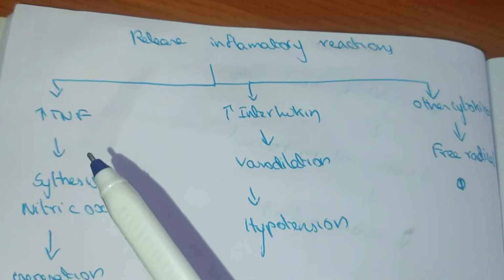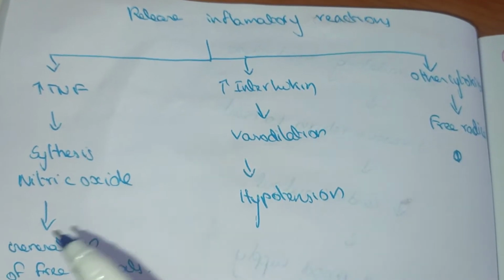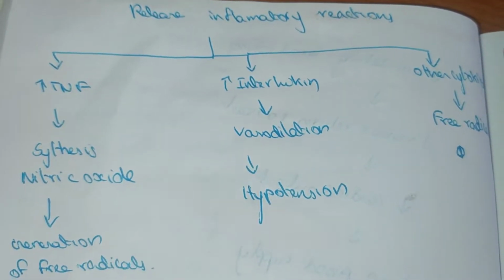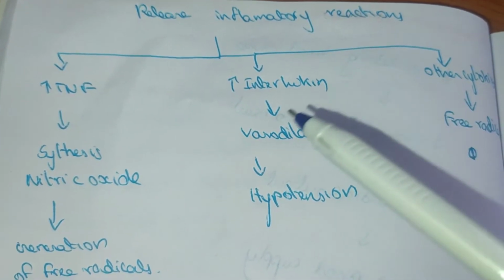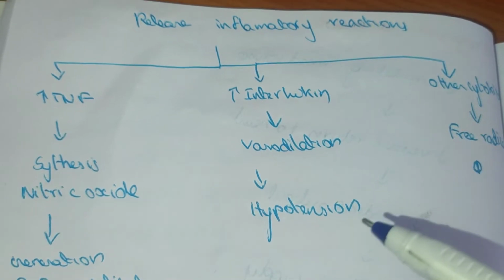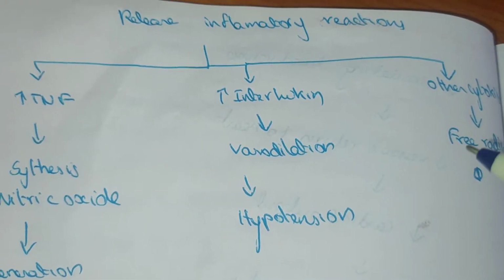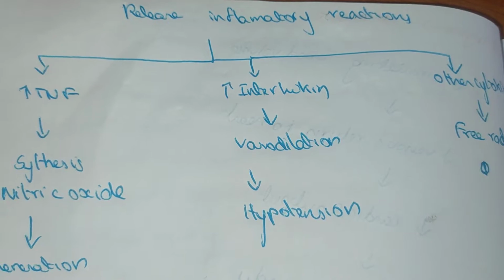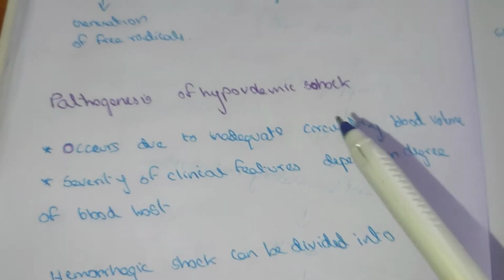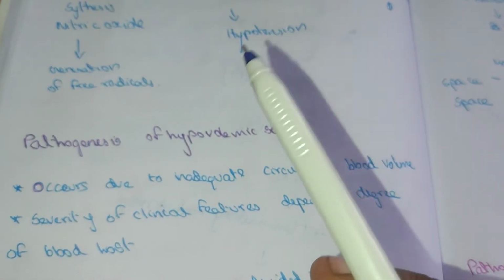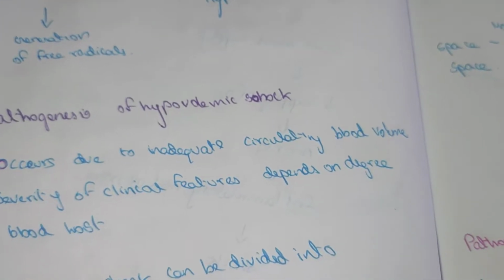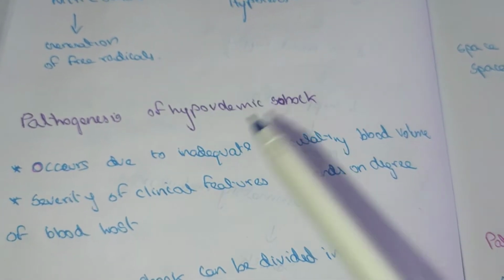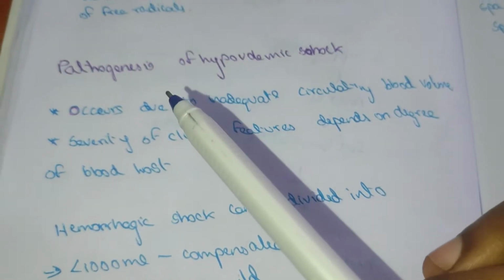The increase in tumor necrosis factor causes synthesis of nitric oxide, and there is more generation of free radicals. An increase in interleukin causes vasodilation, which leads to hypotension. When other cytokines are released, many more free radicals are released. This flow chart is most important. It is a common chart for shock.